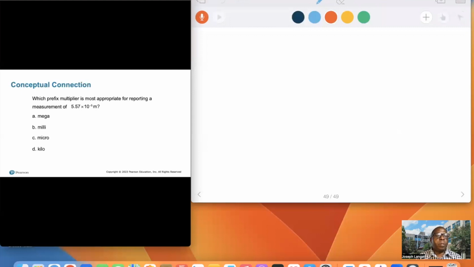If you are to answer questions such as this, which prefix multiplier is most appropriate for reporting a measurement of 5.57 times 10 to negative 5 meters? The appropriate one is closer to micro. This is the symbol for micro, reducing by 10 raised to negative 6. This is the multiplier.